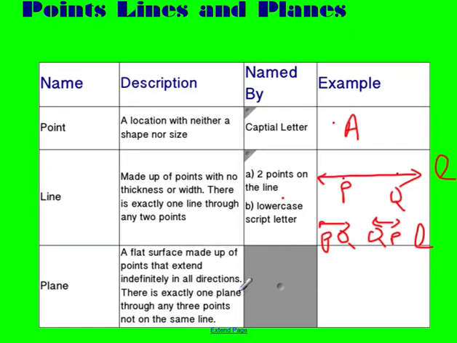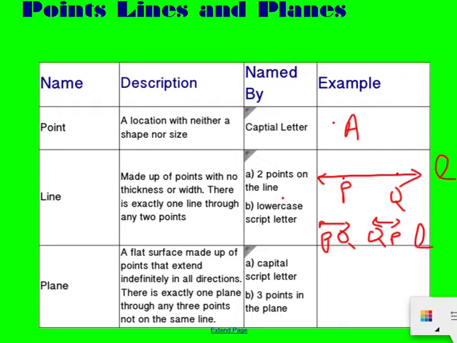Next, let's take a look at a plane. A plane is a flat surface made up of points that extend indefinitely in all directions. There are exactly 1 plane through any 3 points not on the same line. So assuming those points aren't linear, there's going to be a plane through them. And there are a couple ways that we name planes. The first is with a capital script letter. And the second is with 3 points on that plane. So let's go ahead and draw this out and see what we get.